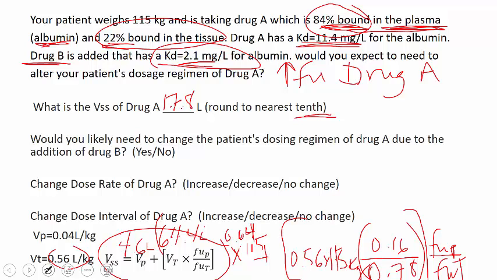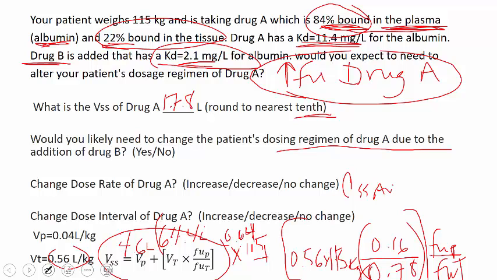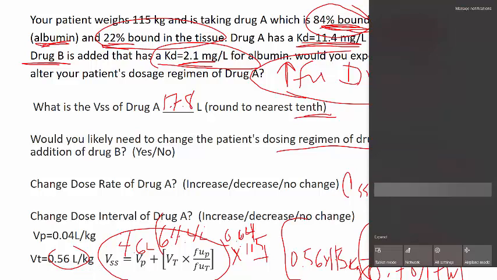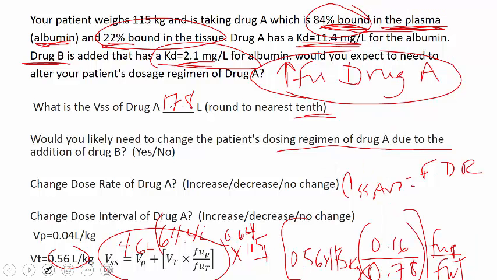Would you likely need to change the patient's dosing regimen of drug A due to the addition of drug B? Well, we know there's been a binding change, right? So let's do this part first and then we can come back. So do you want to change the dose rate of drug A? Dose rate is determined by CSS average, which is bioavailable dose rate over clearance. None of these are volume, so I'm going to say no change.